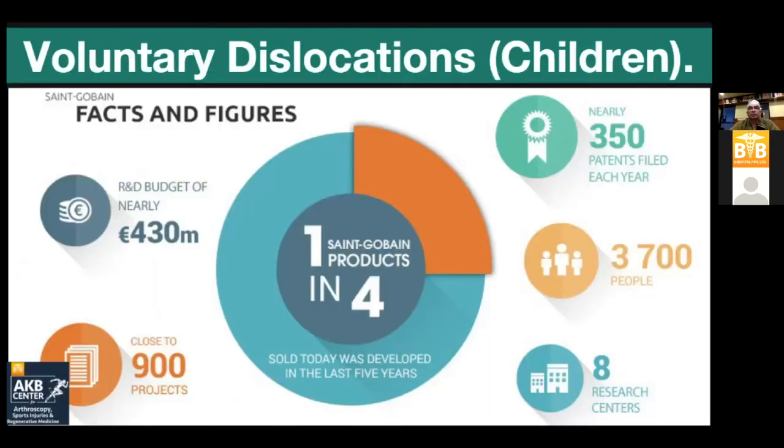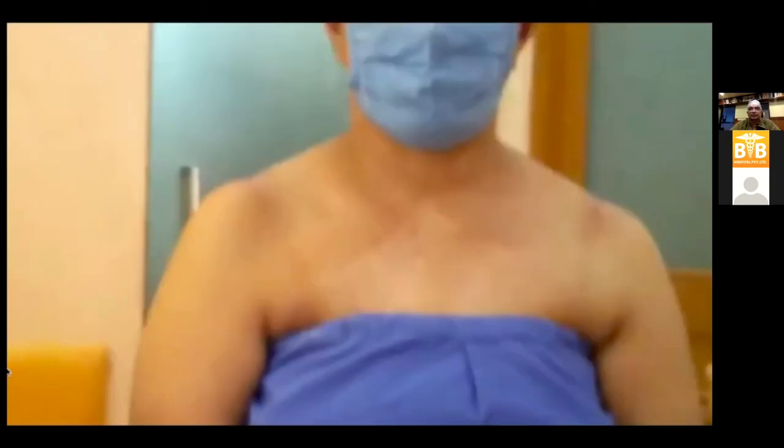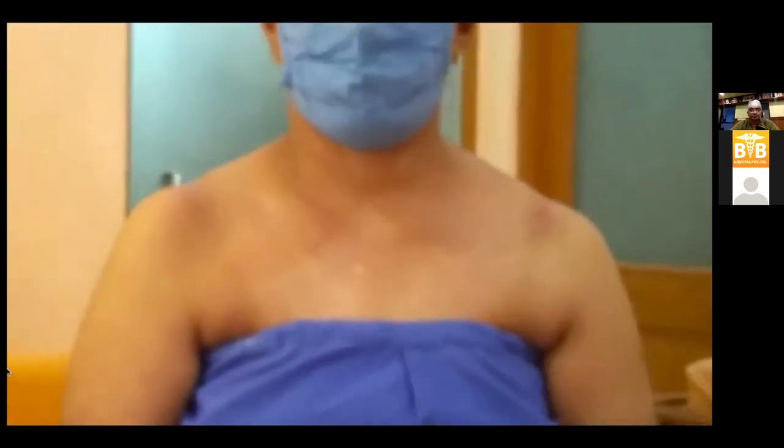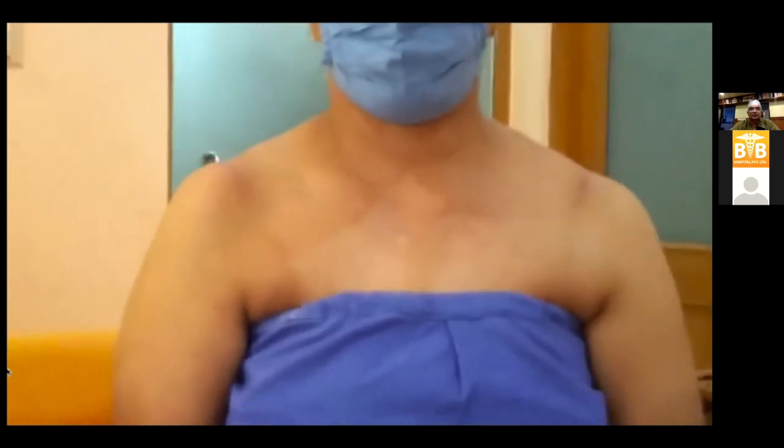Something to talk about is dislocation in children. Usually dislocations in children are voluntary dislocations. This is an example of a lady whom we treated about 4 years ago, who had dislocation since her childhood, and she was able to dislocate her shoulder voluntarily. You can see that she was able to dislocate her shoulder.